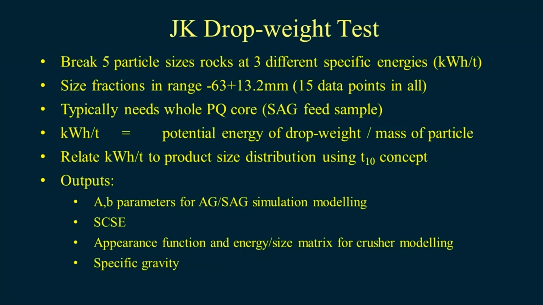So what constitutes a drop weight test? Five different particle sizes are broken in a drop weight test at three different specific energies. Size fractions vary in the range -63 +13.2 mm, so 15 data points are generated from that test. Typically you need PQ core, and for those of you who don't know about cores, that's 85 mm diameter core. The kilowatt hours per ton, the specific energy used in that test, comes from the potential energy of the drop weight, obviously divided by the mass of the particle.